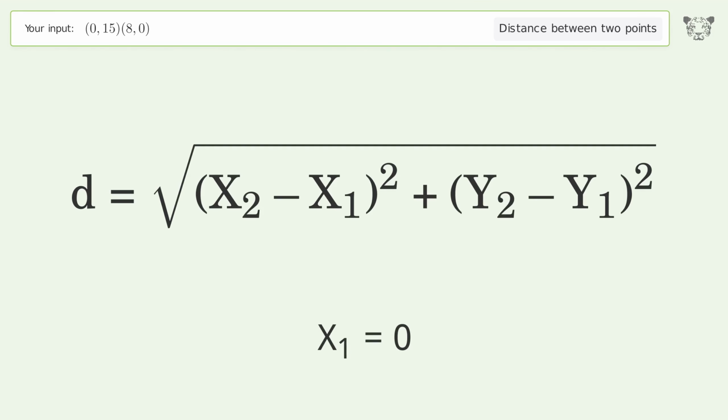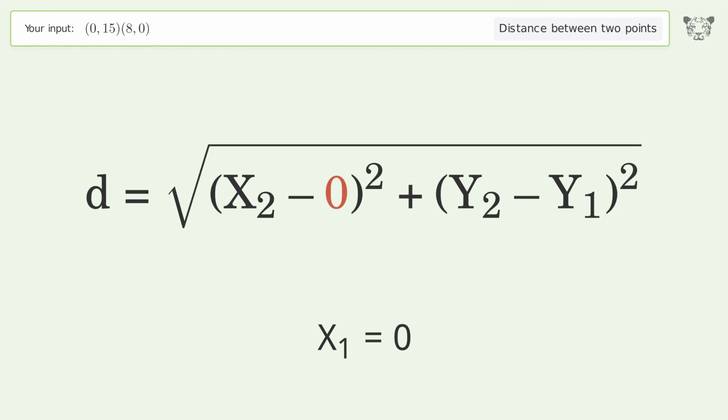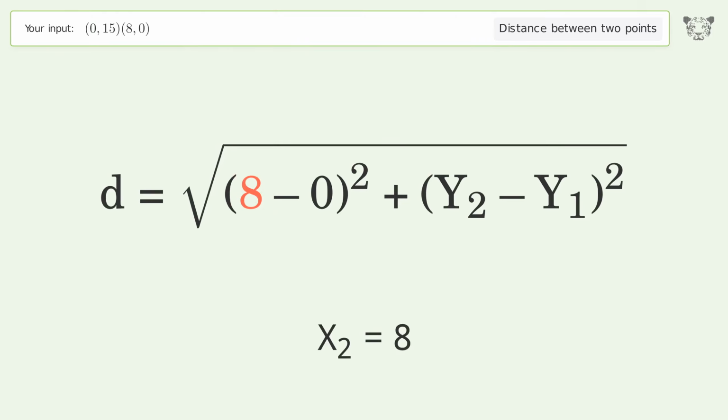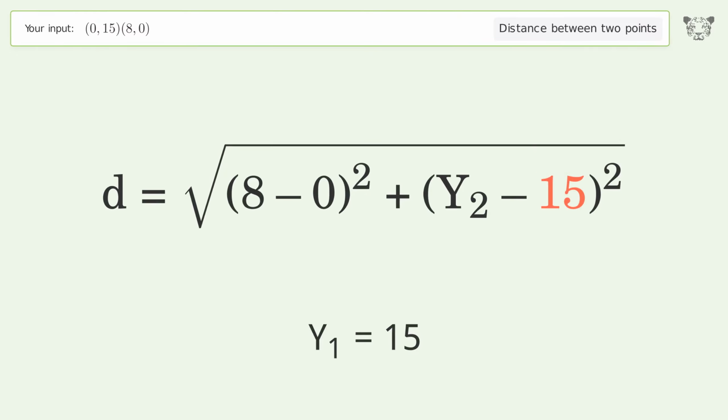x1 equals 0. x2 equals 8. y1 equals 15. y2 equals 0.